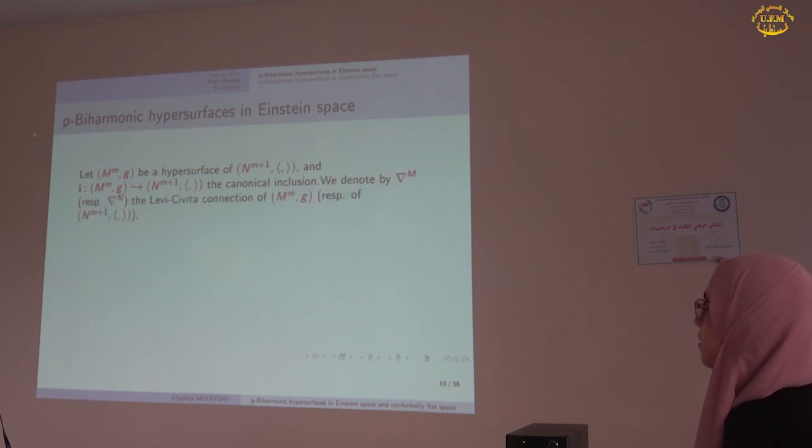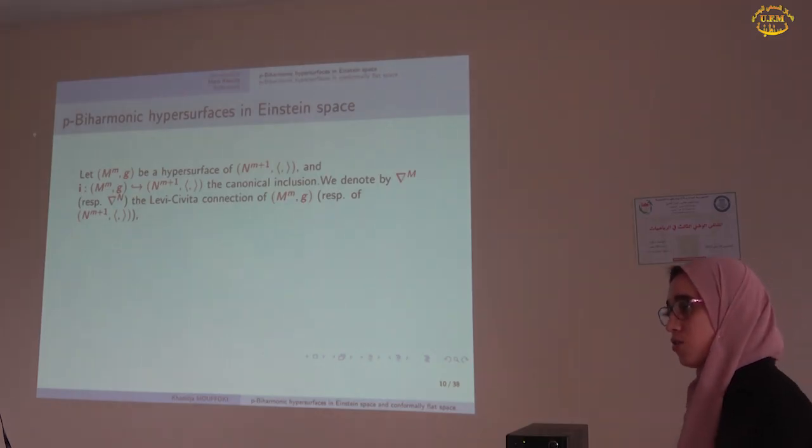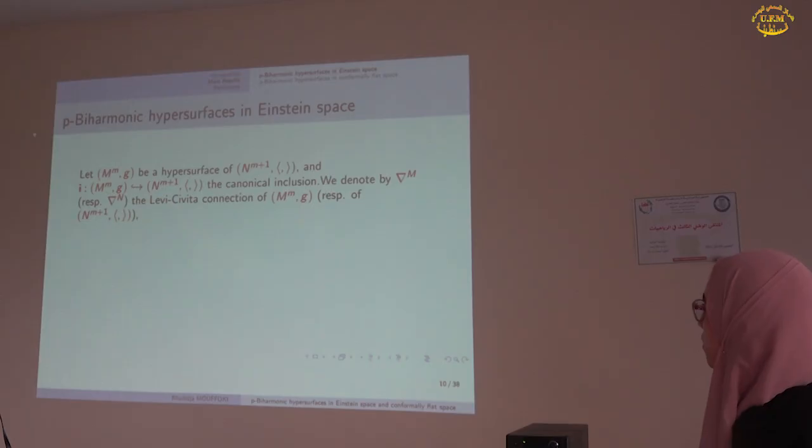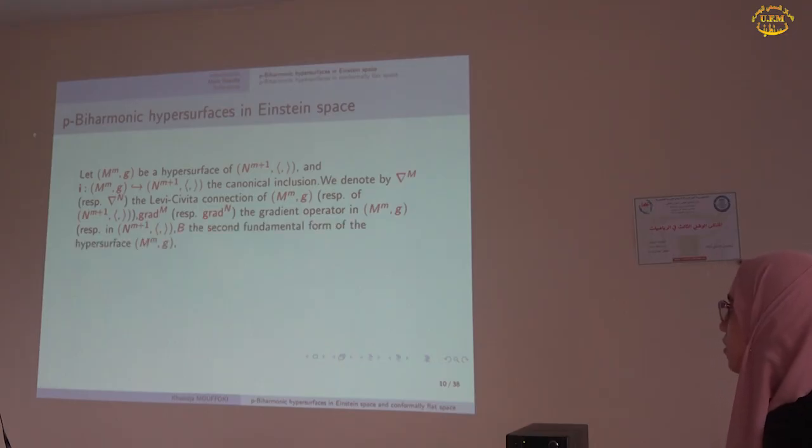Let M be a hypersurface. A hypersurface is a submanifold with codimension one. And i is the canonical inclusion. We denote by ∇^M, respectively ∇^N, the Levi-Civita connections of M, respectively of N, and grad^M, respectively grad^N, the gradient operator in M, respectively in N.